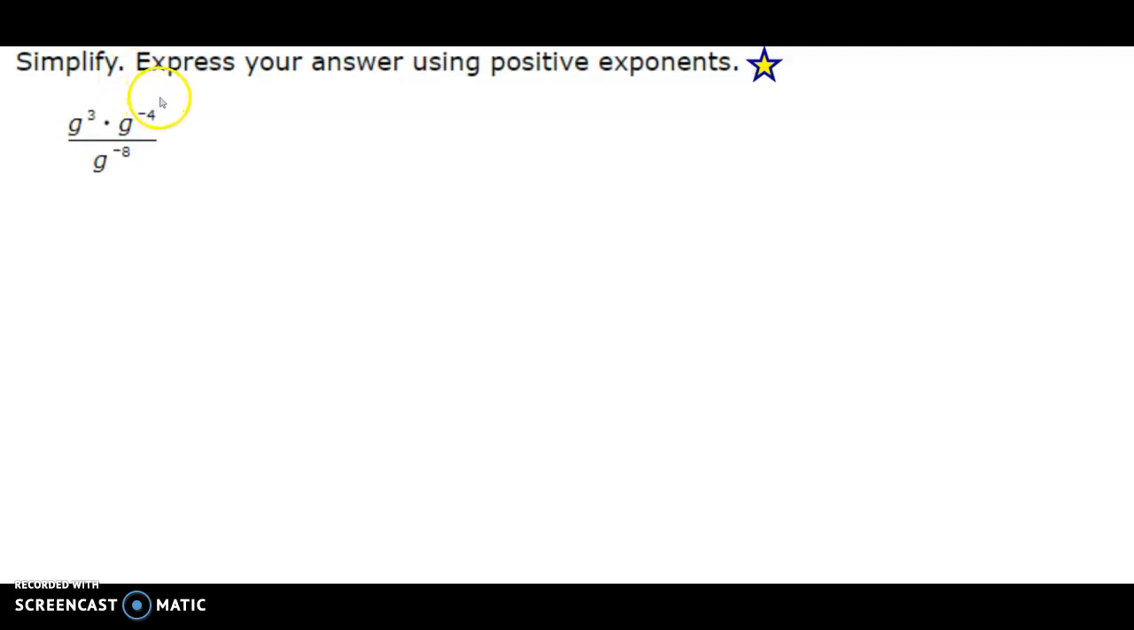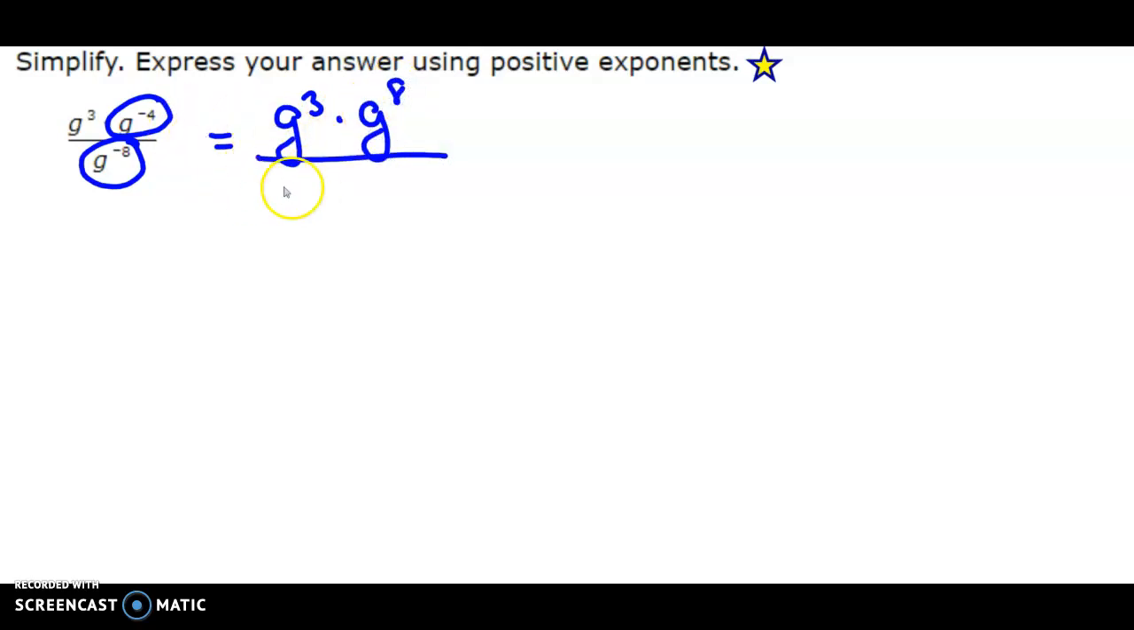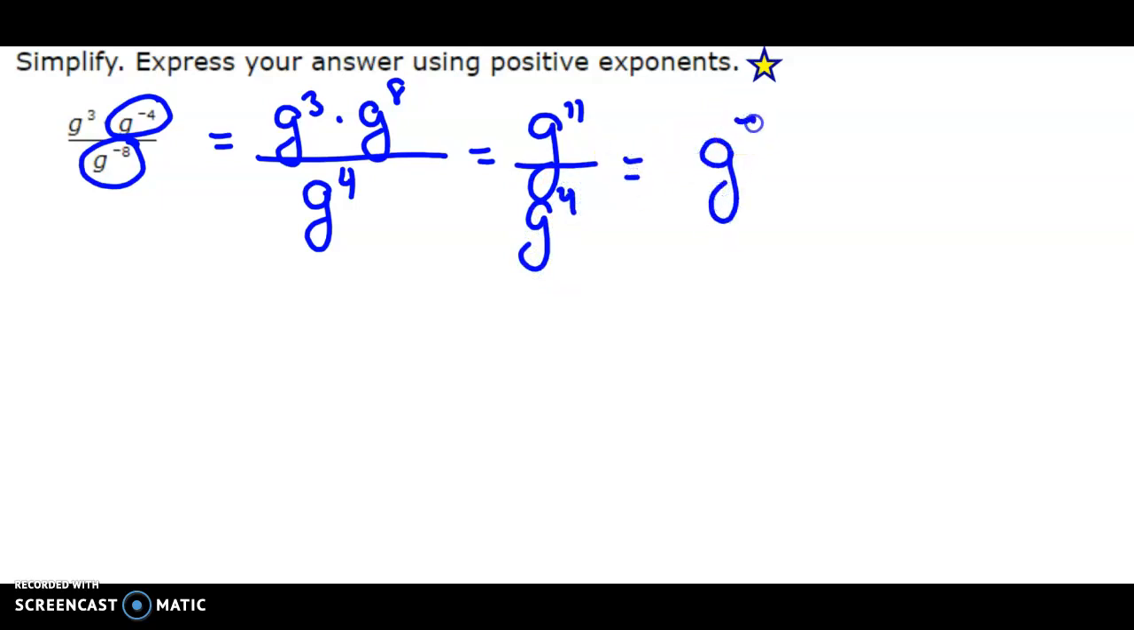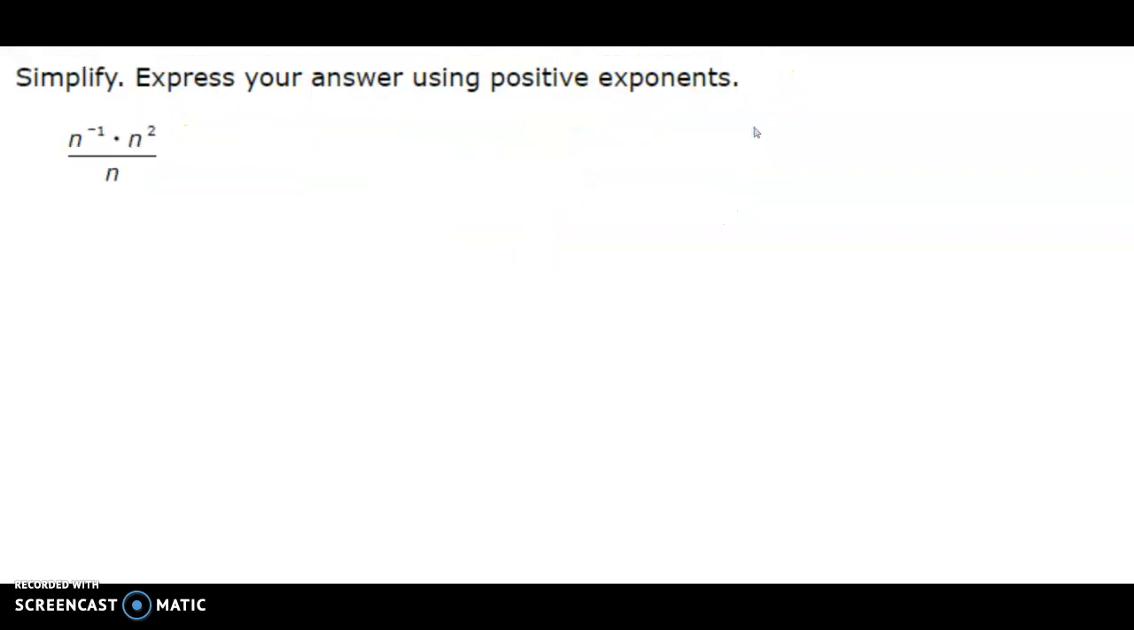Okay, so hopefully what you did was you circled your g to the negative 4th and your g to the negative 8th. You rewrote this. The g to the 3rd stays exactly where it is, but g to the negative 8th on the bottom is coming up to join it, positive. And on the bottom, we're left with nobody, but g to the negative 4th is going to be coming down, and it's going to become positive. That's going to become g to the 11th over g to the 4th, which equals g to the 7th. Okay, please check to make sure that that's the answer that you got.